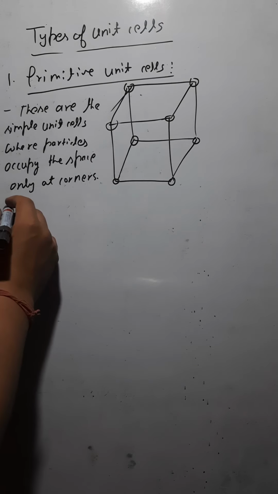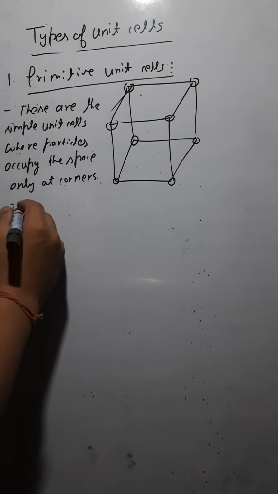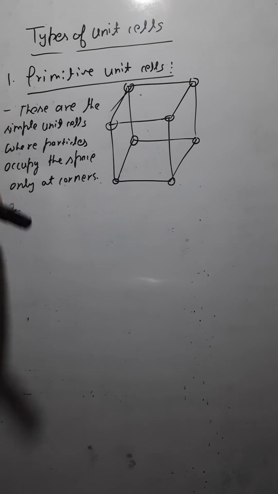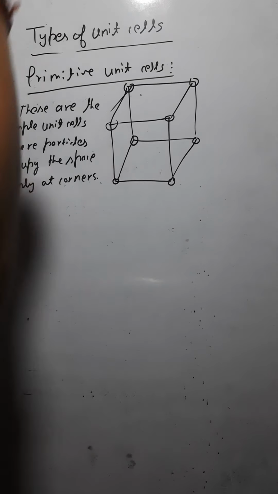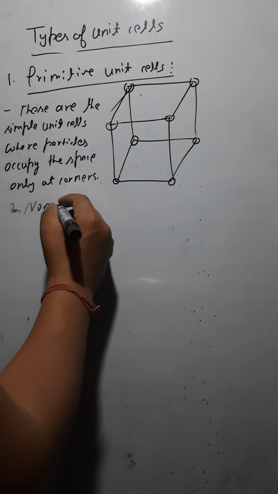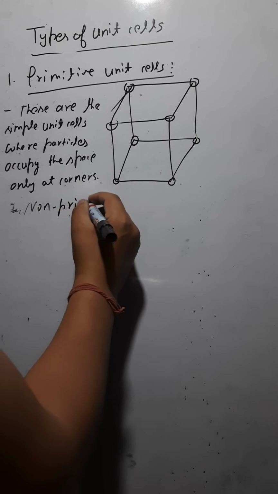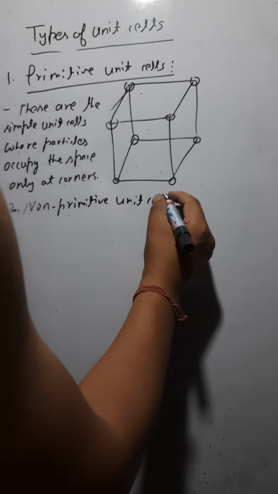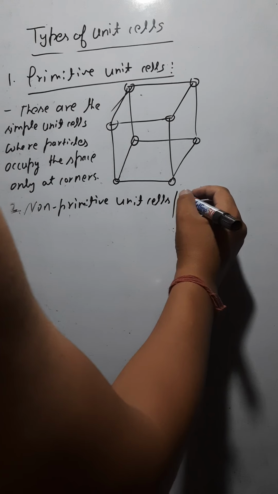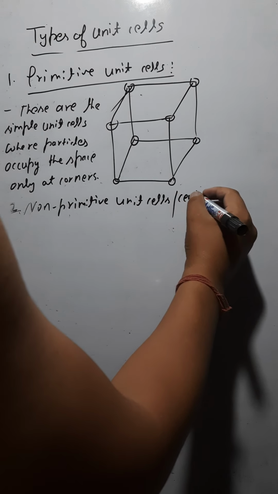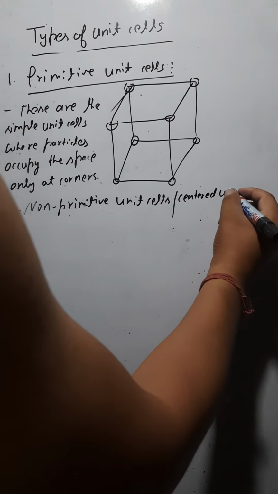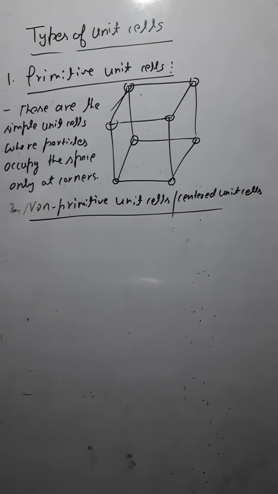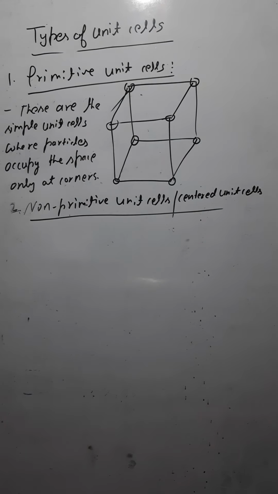Then we have the second category of the unit cell, and we call it the centered unit cell, or also the non-primitive unit cell. Let me write it here: non-primitive unit cells, and the same we call the centered unit cell. Both are the same.